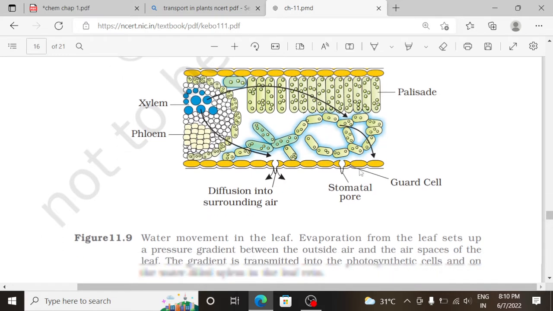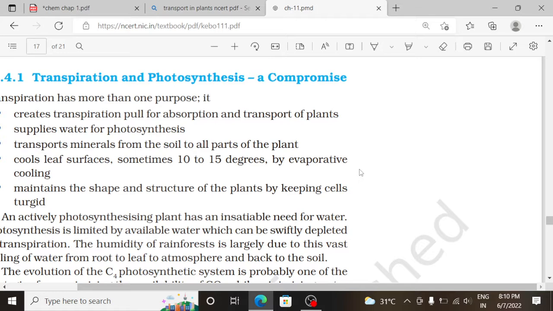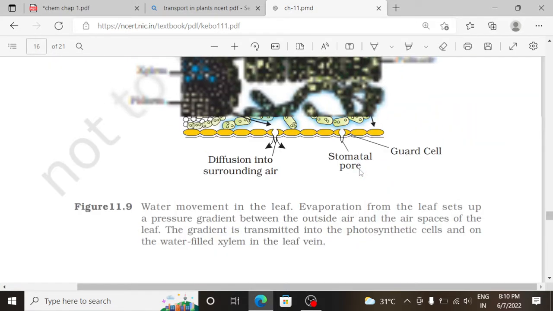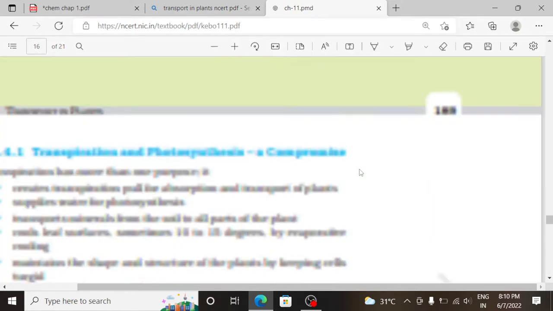So this diagram is showing us, the upper diagram did not have a name, but they have given an explanation. Water movement in the leaf: evaporation from the leaf sets up a pressure gradient between the outside air and the air spaces of the leaf. The gradient is transmitted into the photosynthetic cells and on to the water filled xylem in the leaf vein.